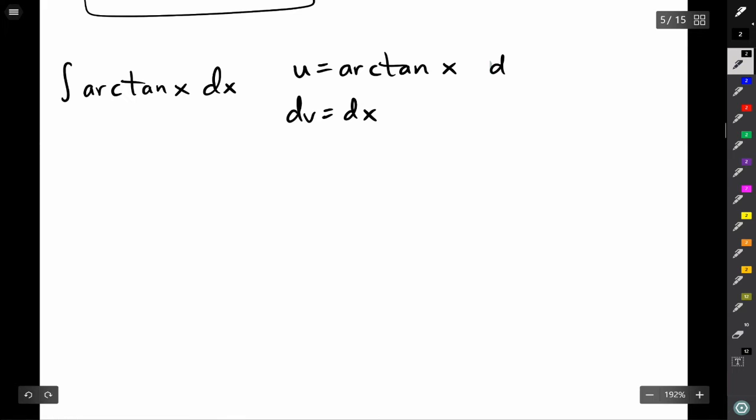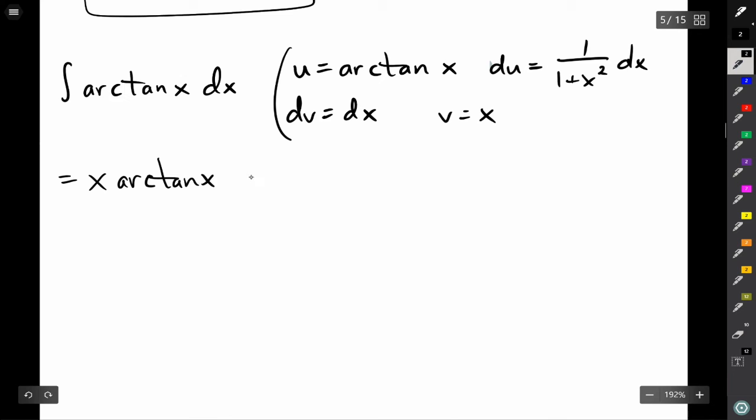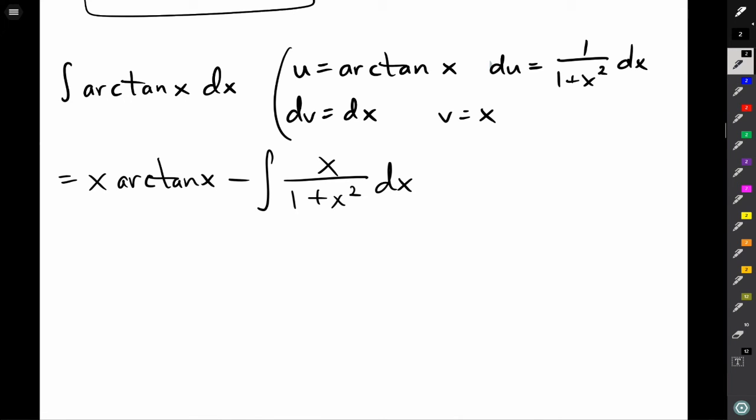So du is going to be 1 over 1 plus x squared dx. That's just the derivative of arctangent. Integrate dv, and v is x. So what do we get here? Our integral of arctangent is u times v, so x arctangent of x, minus the integral of v du, which turns out to be this. All right, cool. Can we do that second integral?